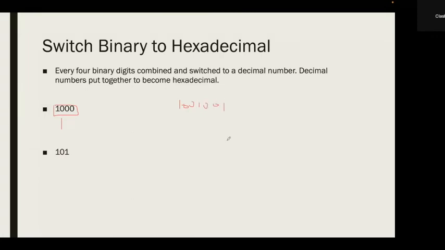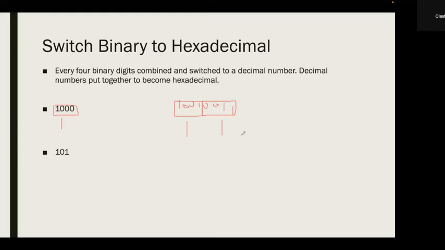Say we have the binary number 10100011. See here, how we switch it into hexadecimal is by grouping it into groups of 4s. So let's say here, we make it into groups of 4s. All right, and then we switch each group into 1 hexadecimal number. Now, how you make it into a hexadecimal number is by just making it a decimal number.